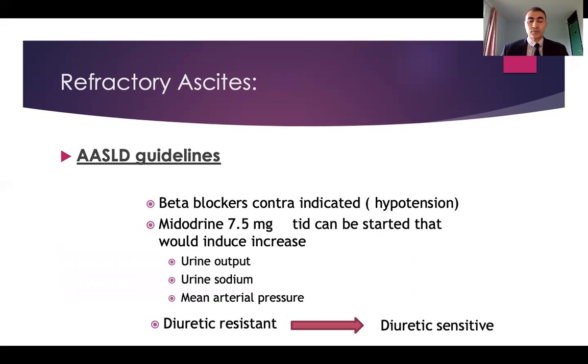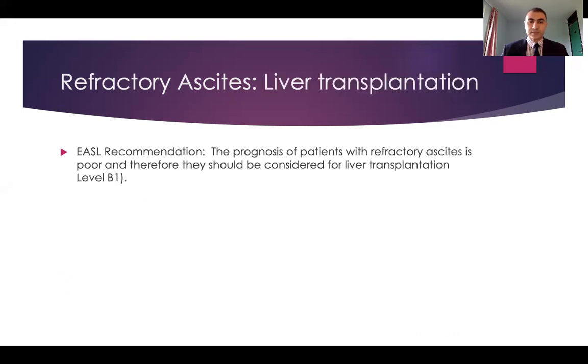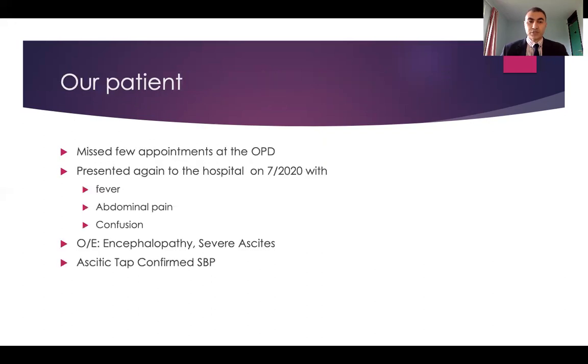Other guidelines recommend stopping beta blockers for both refractory ascites and hepatorenal syndrome, and starting midodrine. That would increase urine output, urinary sodium, and mean arterial pressure, and change the patient from diuretic resistant to diuretic sensitive. The recommendation is that the prognosis of refractory ascites is very poor, and therefore they should be considered for liver transplantation.